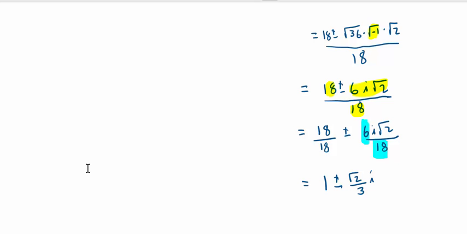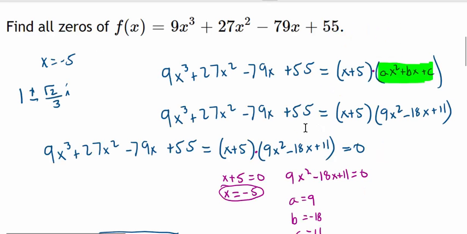So here are my other two solutions. Non-real solutions always come in conjugate pairs, and you'd see that if you wrote this as two solutions, 1 plus radical 2/3 i, and 1 subtract radical 2/3 i. So my three zeros of the polynomial are x equals negative 5, 1 plus radical 2 over 3i, and 1 subtract square root of 2 over 3i.